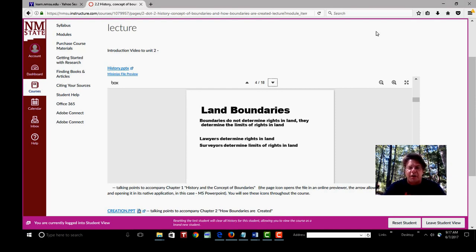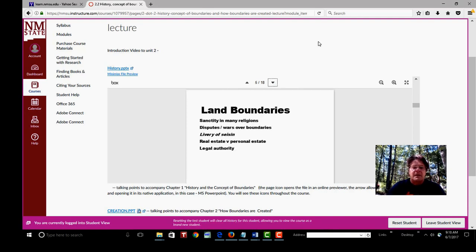Land boundaries do not determine the rights in land, they determine the limits of our rights in land. That's kind of an important distinction, because lawyers determine the actual rights and title issues, and surveyors determine the limits and/or the boundaries of our rights in land. Land boundaries are held sacrosanct in many religions. Indeed, wars have been fought throughout the history of mankind relating to land boundaries. We hope that that will diminish over time, but it certainly seems that we still continue to have problems in that area.